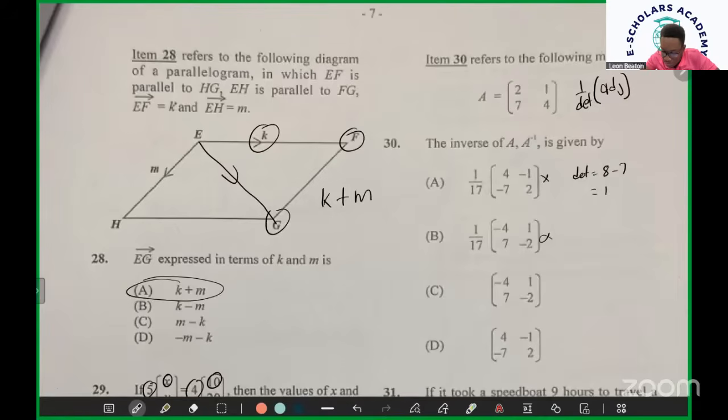So the adjoint would be, you switch these two, so this will become 4, 2. And then you flip the signs of these, so this will become -1, -7. So which one has that? D.